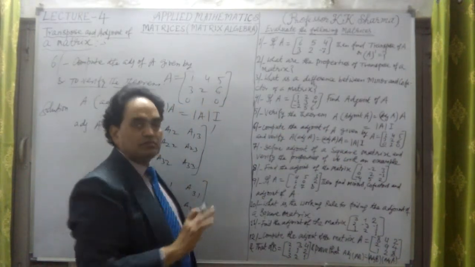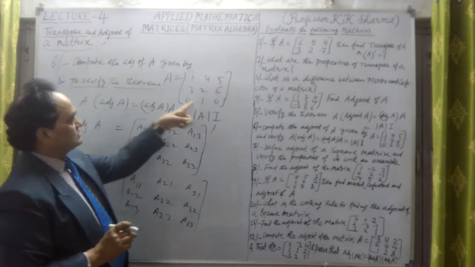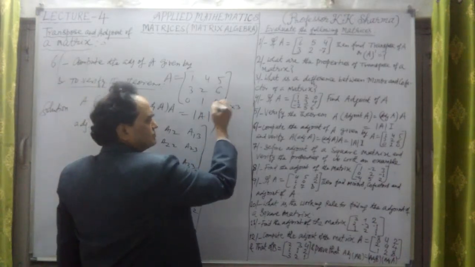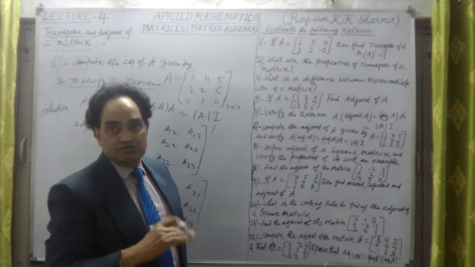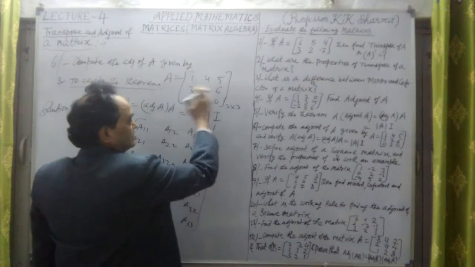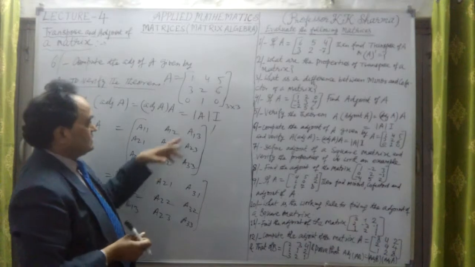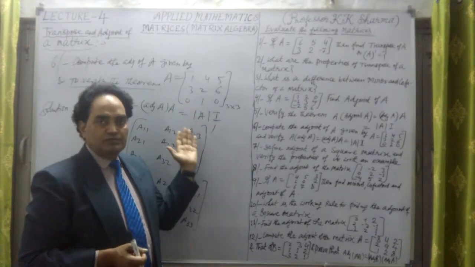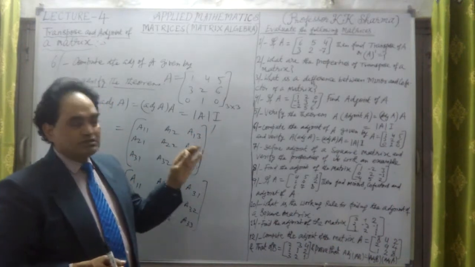This is a similar process, but in this case we have taken a square matrix of order 3, that means 3 by 3, 3 rows and 3 columns. Doesn't matter. This is the matrix here. For this, we have to first find the adjoint of A, then A into adjoint of A, or adjoint of A into A. We have to prove that this is equal to determinant of A into I.